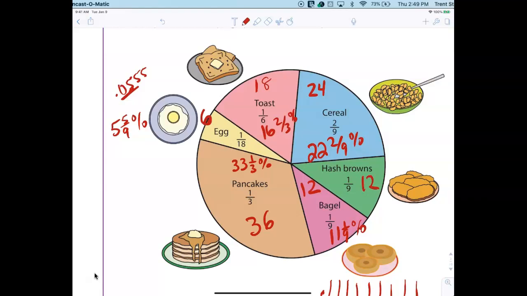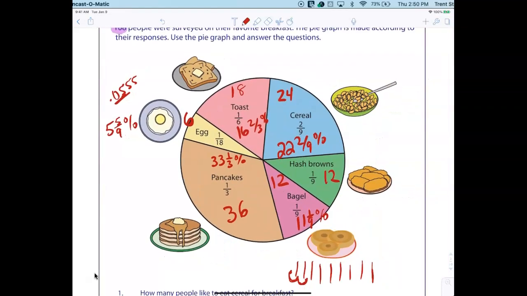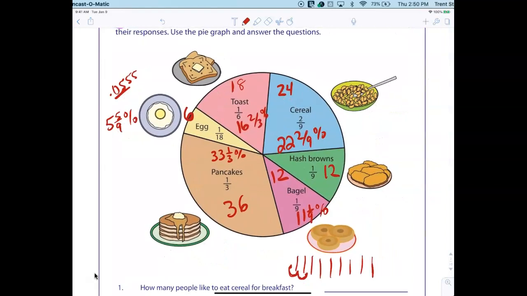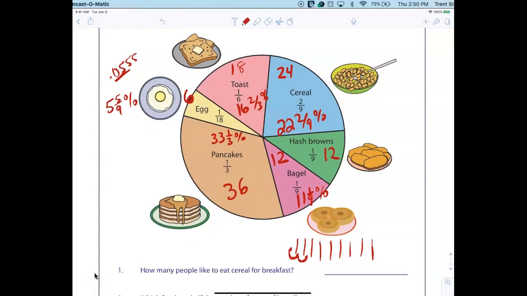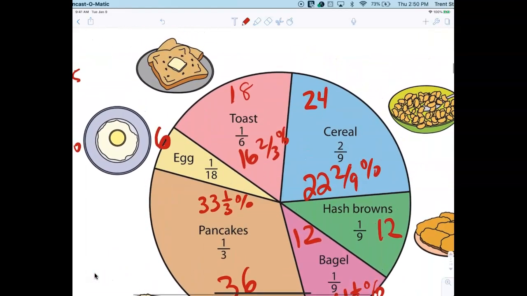So now what we want to do is I want to come down here and ask you about the angle measures. All right, we have to do the angle measures. So how many degrees would toast be? How many degrees would toast be?